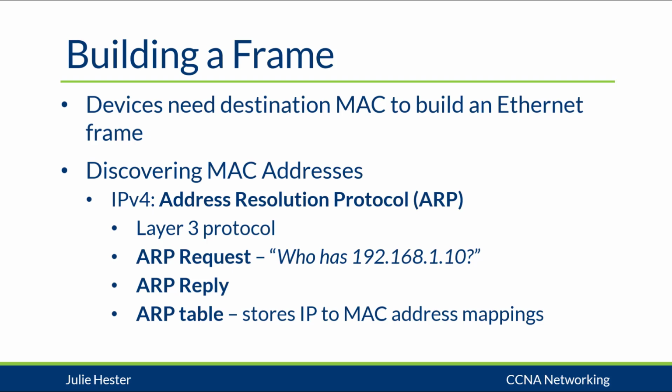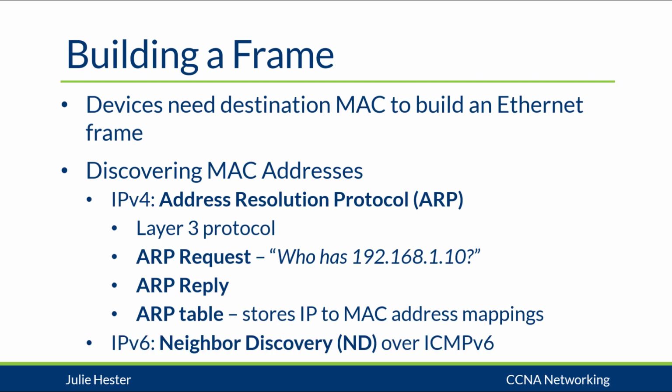The device needing the address sends an ARP request that says, "Who has IP address 192.168.1.10?" The device with that IP address responds with an ARP reply with its MAC address. Each device has an ARP table where it stores the IP to MAC address mappings. In IPv6, a different process called neighbor discovery, or ND, is used. This runs over ICMPv6, which is similar to what is used for ping. We'll talk more about that after we look at ARP.